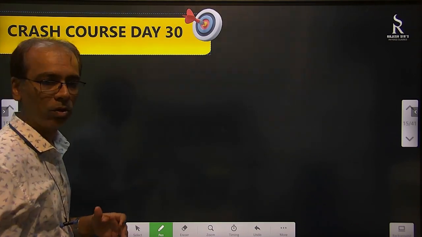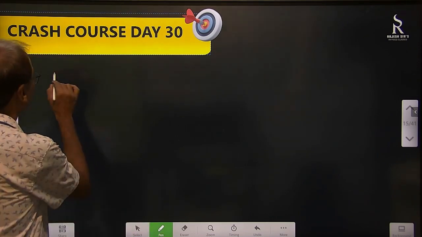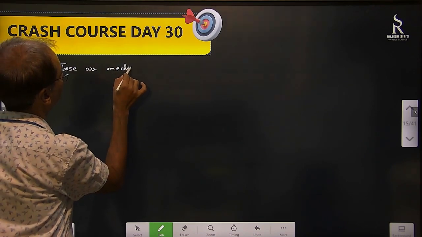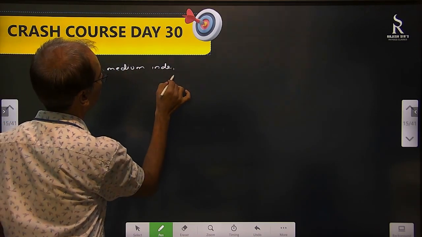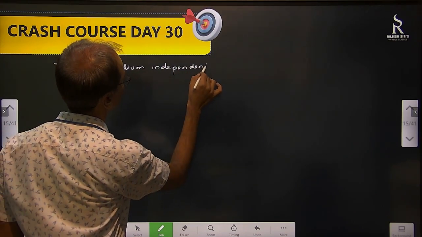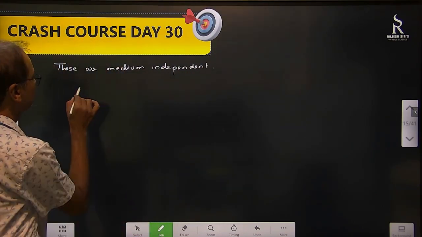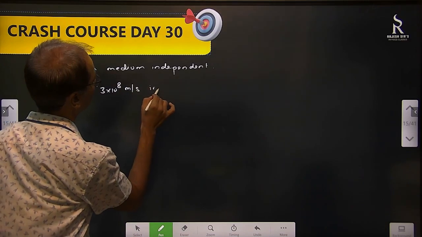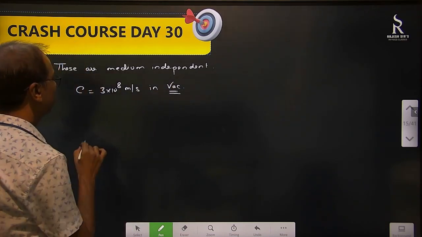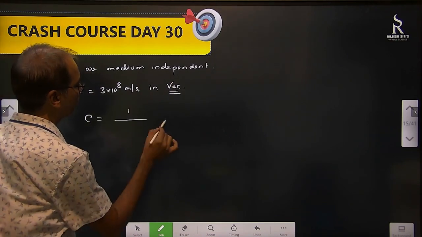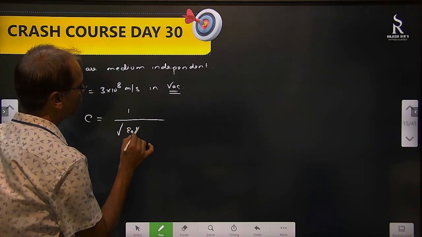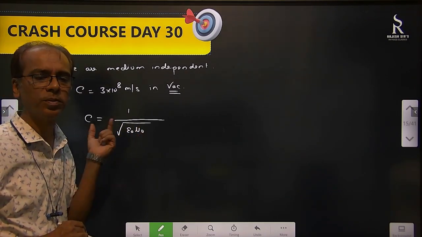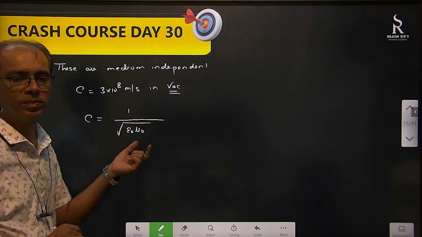Now, what more do we know about electromagnetic waves? As I told you, these are medium independent, which means they can travel in all media. The speed of light c equals 3 into 10 to the power 8 meters per second in vacuum. In terms of a formula, we write it as 1 by root over epsilon naught mu naught, where epsilon naught is the permittivity of free space and mu naught is the permeability of free space. So c equals 1 by root over epsilon naught mu naught.